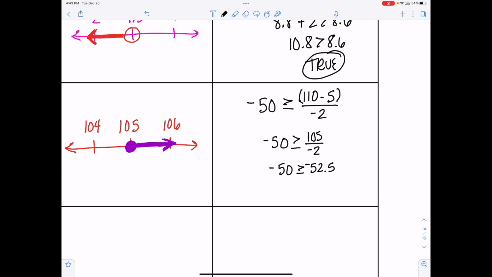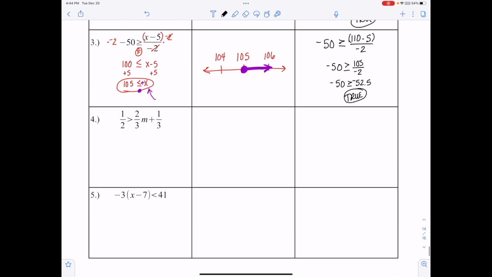All right, so now that we've done this, we can go ahead and look at what we have. A negative 50 is greater than or equal to negative 52. And so really think about that. Yep, negative 50 is bigger than negative 52. So this is true. Okay. All right, let's move on to the next one. We only have 2 left.